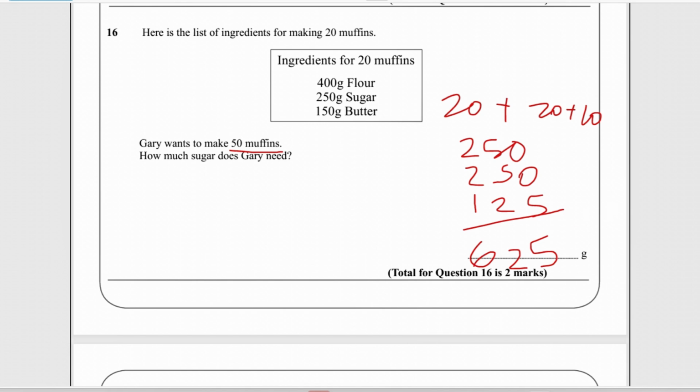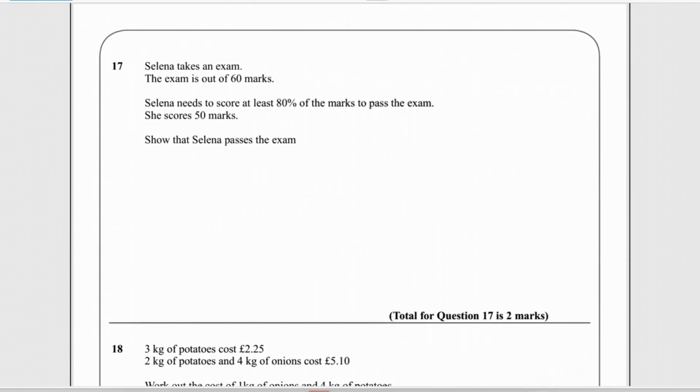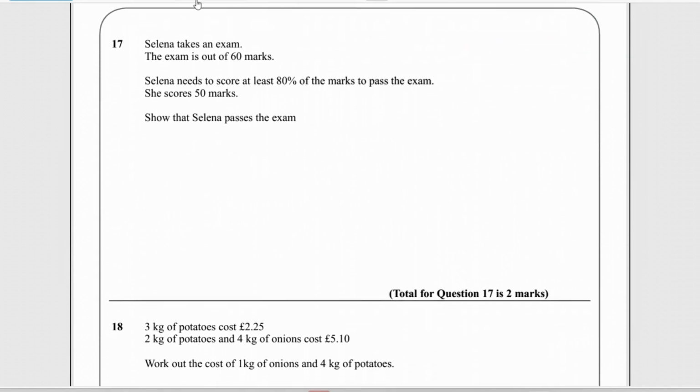Okay, we proceed to the next one. Selena takes an exam. The exam is out of 60 marks. She needs to score 80%. So 80%, you can do it this way, the easy way. Find 10%, then multiply by 8 to get 80%. Anytime you're looking for 10%, you divide by 10. So you have 60 divided by 10, and that will give you 6.